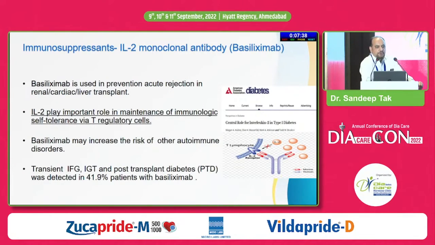Newer immunosuppressant, an IL-2 monoclonal antibody, that is basiliximab. Again, it is used in patients with organ transplant for rejection. IL-2 plays a very important role in the maintenance of immunologic self-tolerance. And a problem with this pathway can lead to autoimmune diabetes like type 1 diabetes. Almost 40% of patients who receive basiliximab may develop hyperglycemia or post-transplant diabetes.